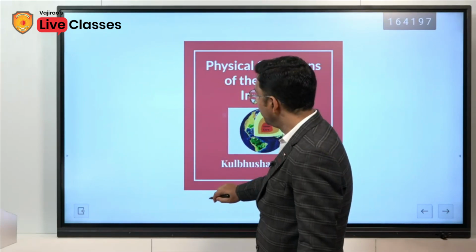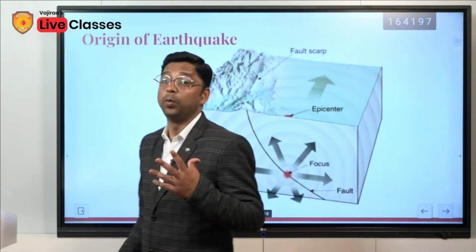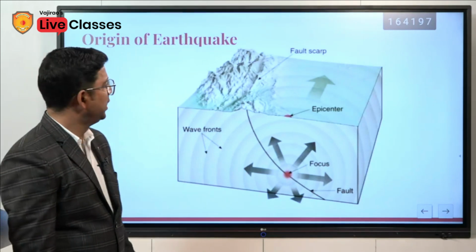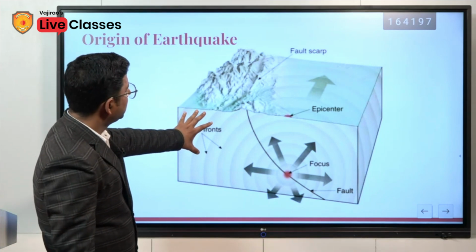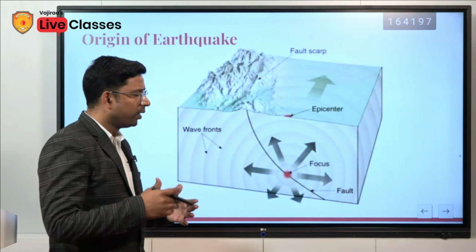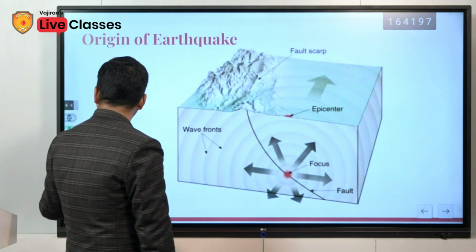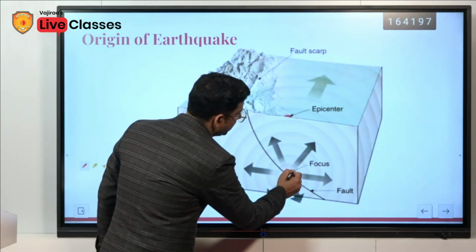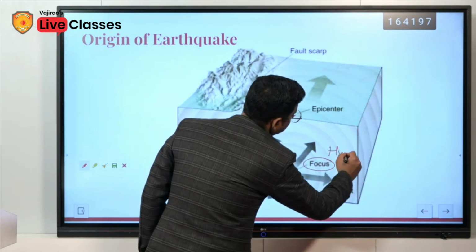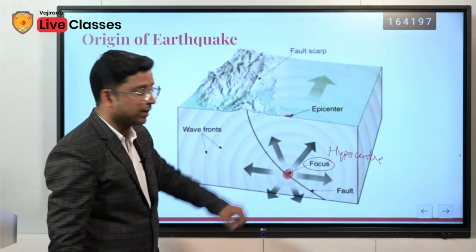So how do earthquake waves help us to know about the physical condition of Earth's interior? Now just see this. This is a model of an earthquake. What happens when an earthquake comes? The point at which the earthquake originates is called the focus. It is also called the hypocenter.